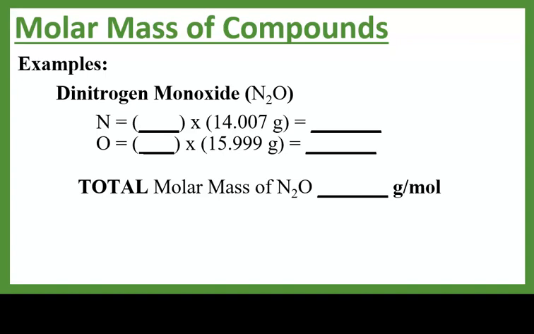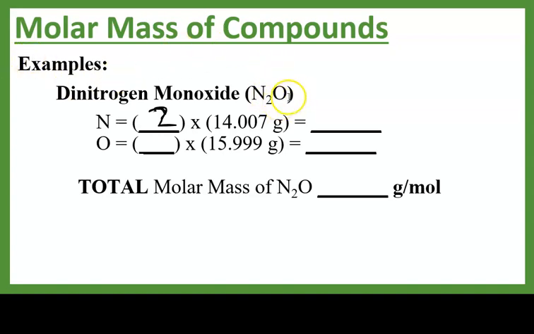So, let's do some examples. Dinitrogen monoxide. This is my formula, N2O. So I have 2 nitrogens, and I'm going to multiply that by the molar mass of nitrogen, which is 14.007. So get your calculator out and just put that in. I'm going to say 2 times 14.007. Okay. So you're going to get 28.014. And then we're going to do the same thing.